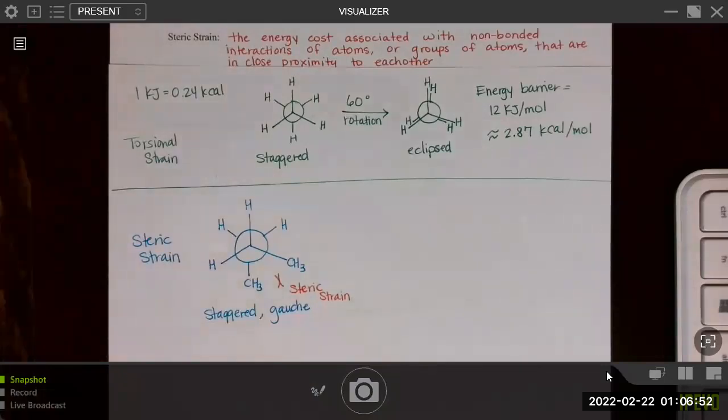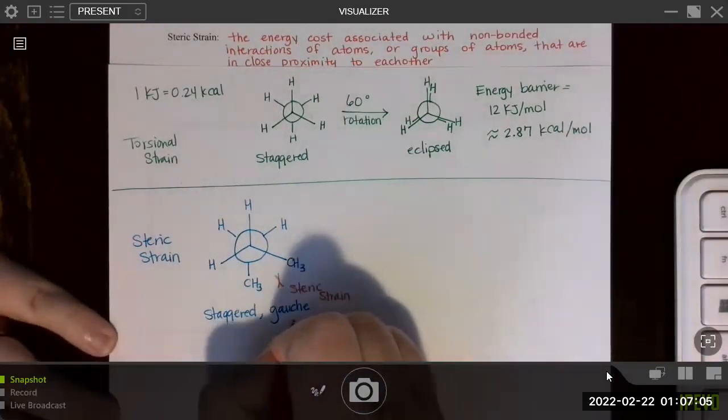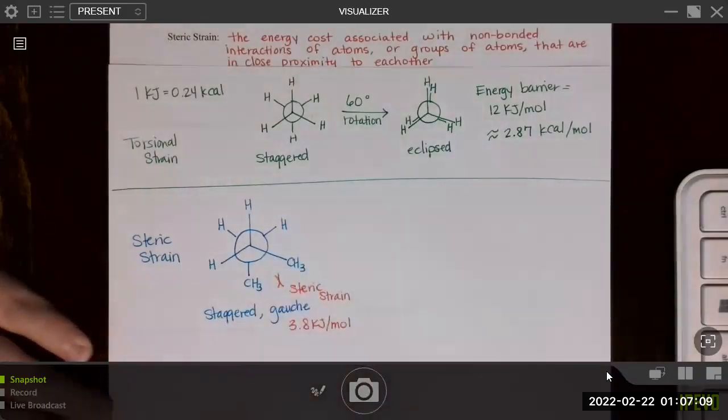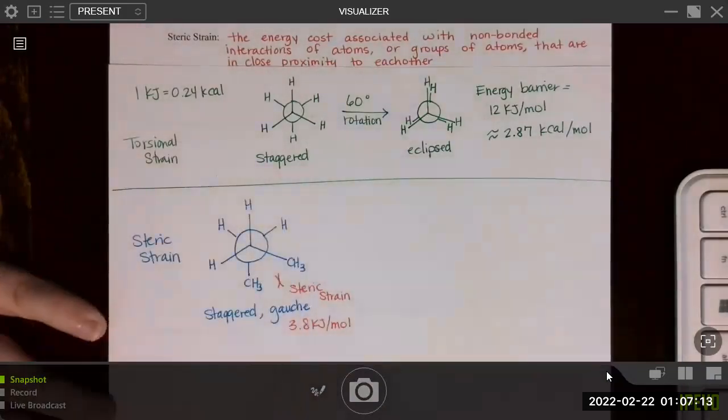Because again, those electron groups will repel one another. So it costs some energy to get it into that conformation. And how much does it cost? Well, the book talks about 3.8 kilojoules per mole for a gauche conformation compared to the anti-conformation that's also staggered.